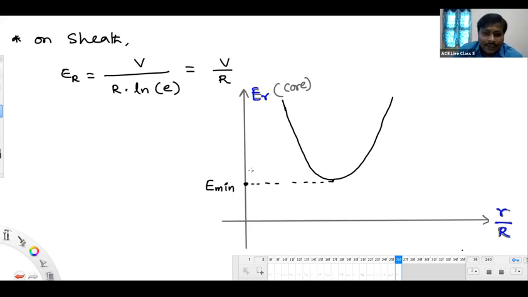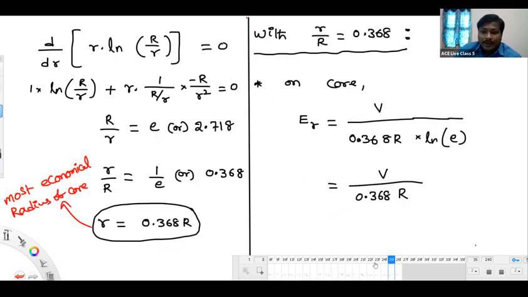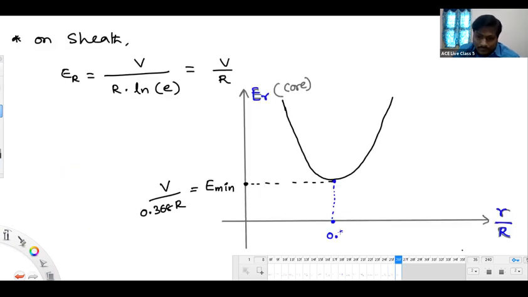That's what we got just now: V by 0.368 into capital R. That's the lowest field intensity which we can experience on the core surface for any dimension of the cable. Okay, next. For what condition are we getting that? For the condition of small r by capital R equals 0.368.